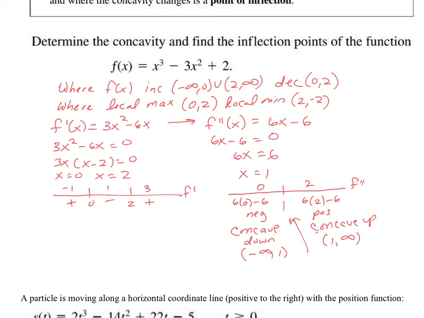That also tells me that since my concavity changed at that point, I have an inflection point, and that would be at 1 comma, and don't forget that you have to find f of 1, so you're going to put this back into the original equation. 1 minus 3 plus 2 is 0.